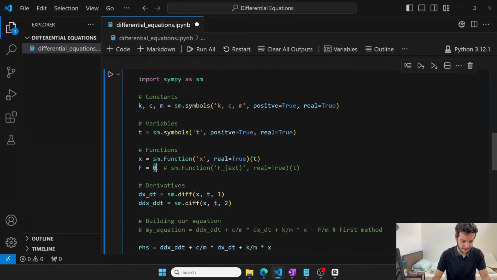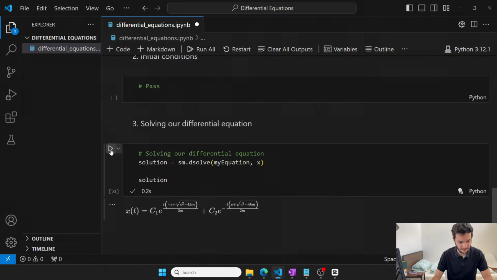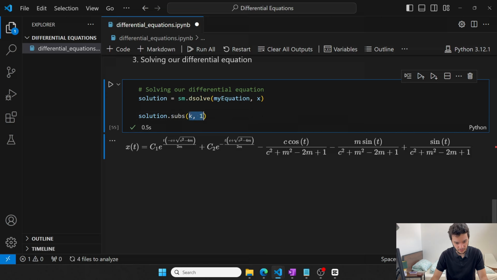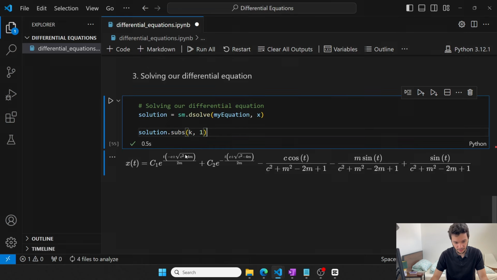So this will be again here in step 2. I set this, for example, to sm.sin of t. Let's say we have just a sinusoidal external force. If I run this again, and then I run this part again, you'll see that this is our solution. It is in terms of c, k, m, in a symbolic manner. Now, if you want to replace c, k, m with actual values, I can do solution.subs. We are substituting k with 1, and you see everywhere where we had k, it is now equal to 1.